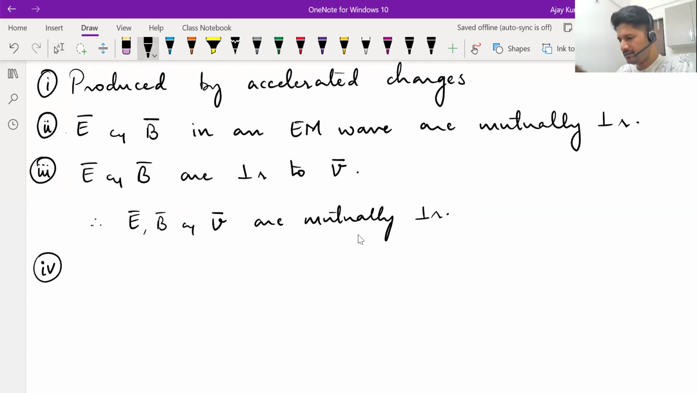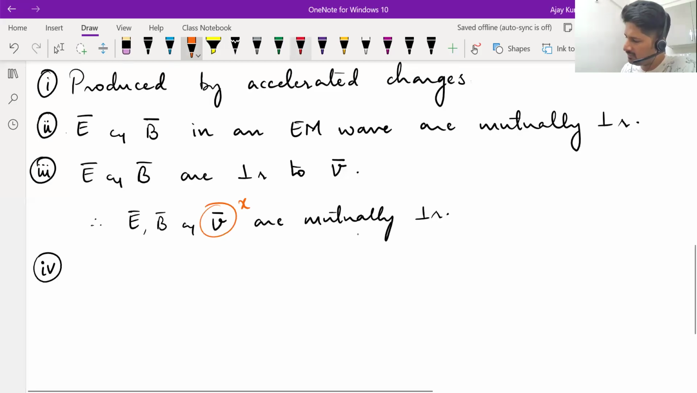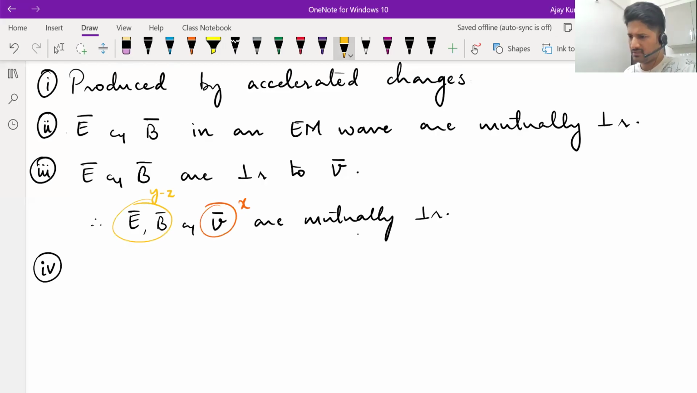Next, now they are mutually perpendicular, that's fine. So if one is in the X direction, one is in the Y direction, the third one will be in the Z direction. Or you can say, suppose velocity is in the X direction, then electric and magnetic fields will be in the YZ plane, perpendicular to each other. They can be anywhere in the YZ plane. Like one may be making 45 degrees with positive Y, positive Z. The other can be making 45 degrees with positive Y and negative Z. They should be perpendicular to each other, that's all. So they could be anywhere in the YZ plane perpendicular to each other.